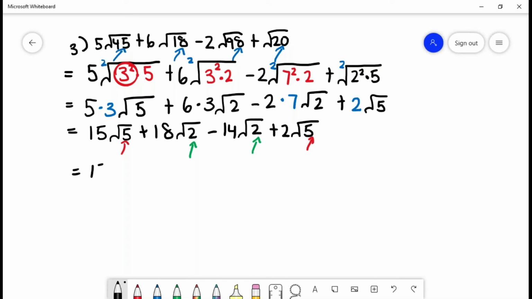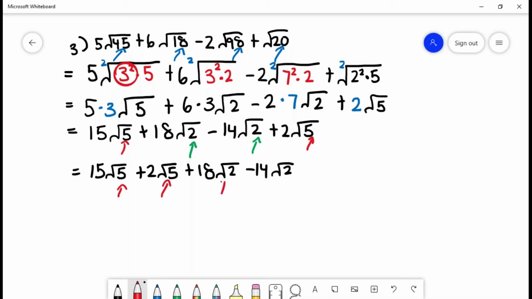So combining like terms, we have 15 root 5 plus 2 root 5 plus 18 root 2 minus 14 root 2. Essentially all I've done here is, we know that the root indexes for all of these are the same, but in order for you to simplify, the radicands also have to be the same. So these 2 meet that criteria, and so do these 2. So we'll just combine like terms.